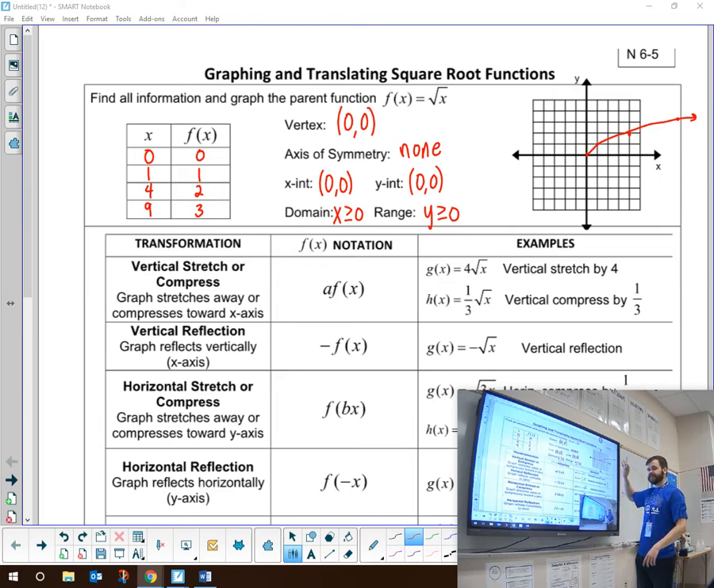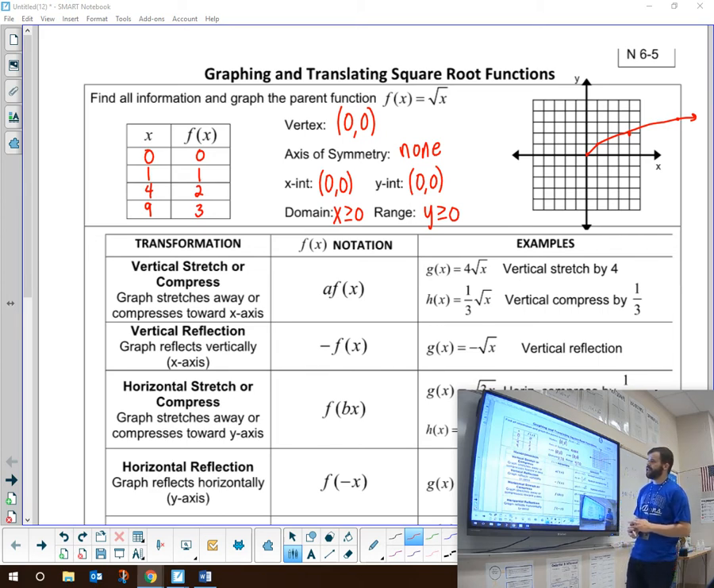Now, technically, it's going to keep going out to the right forever, and it's also going to keep going up forever. That's why my domain is x is greater than or equal to 0, and why my range is y is greater than or equal to 0. But notice this, there's no axis of symmetry, but everything else is the same. We're going to find what our vertex is, figure out which way our graph is going, and then find some points on that graph, okay?